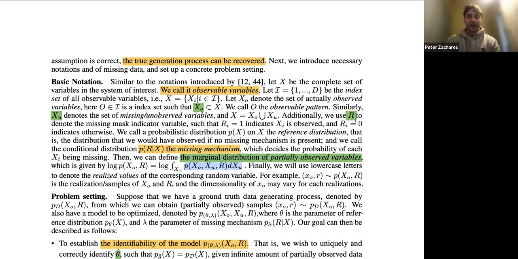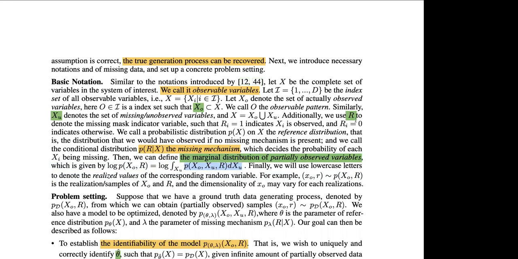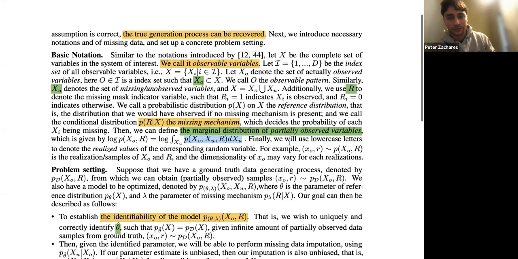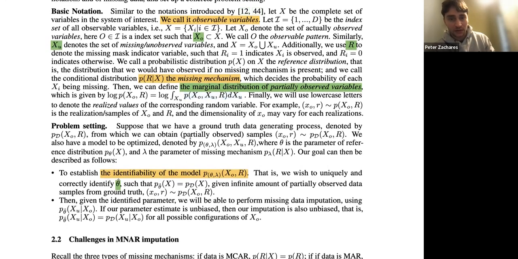Yeah. And so the last variable that is part of the problem setting is R, which is the missing mask. So if a dimension of the feature sample is observed, then the mask value is 1, and if it's unobserved, then it's 0. And so the problem setting is, I'm just going to read it out. It says, suppose that we have a ground truth data generating process denoted by this probability distribution here, from which we can obtain partially observed samples. So you get these samples, which is you see some observed variables and you have the missing mask telling you which ones are missing.